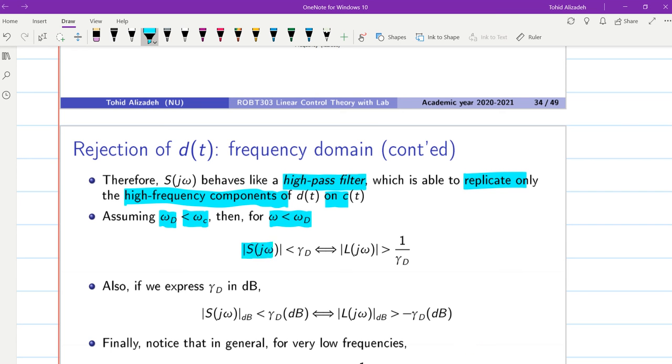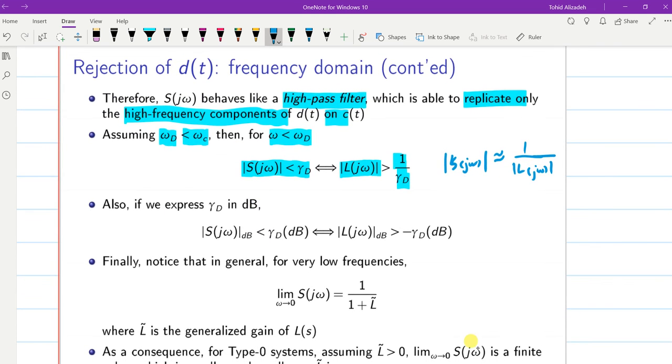If we want to have the amplitude of S smaller than gamma_d, it means that we would like to have the amplitude of L bigger than 1 over gamma_d. And this is the case because we know that the amplitude of S at low frequencies is equal to 1 over the amplitude of L of j omega.